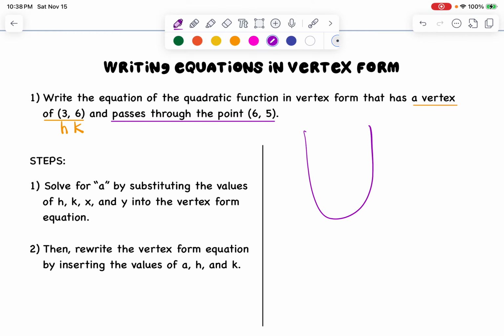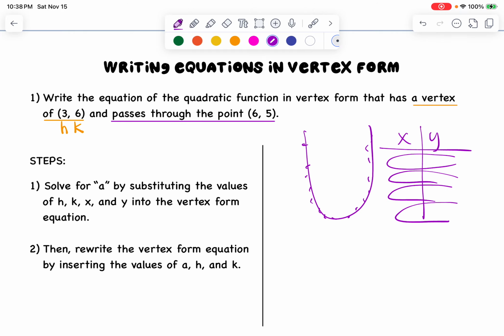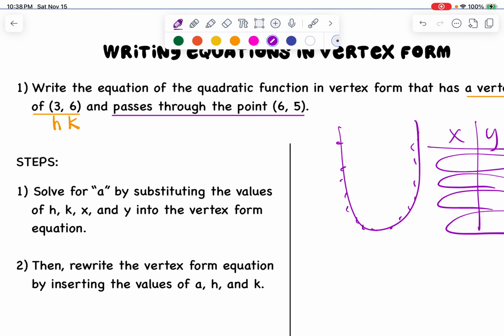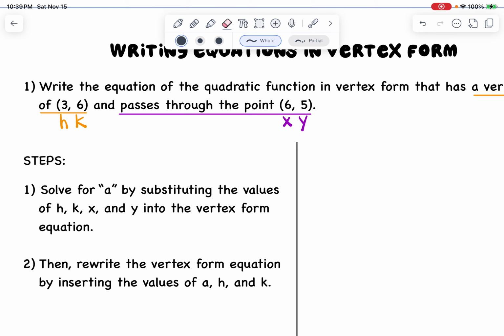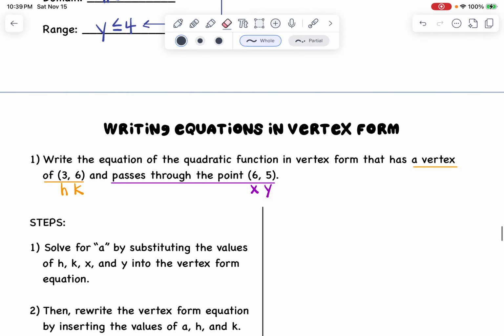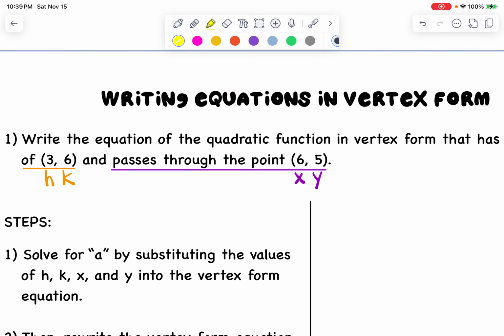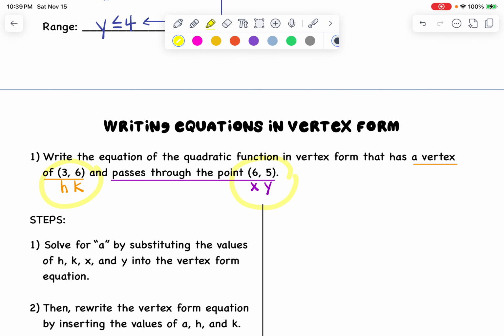Now when I graph a parabola, there are infinite points on the parabola. If I want to, I can make an xy table and put points in there. But what I want you to realize is anytime you're given a point, that is a specific xy value that exists on the graph. Okay, and we're going to use that to our advantage to write the equation of this function. So really quick, let me go back. So notice what we have. We have an h and a k, and we have an x and a y. Okay, so I'm going to rewrite the vertex form here really quick.